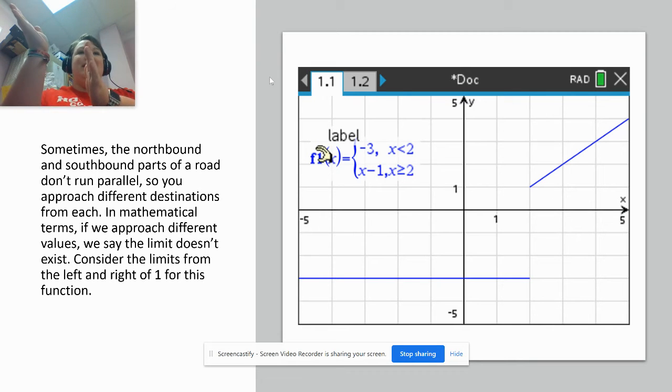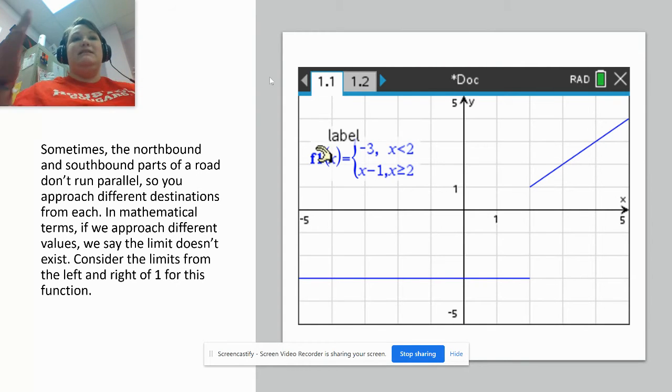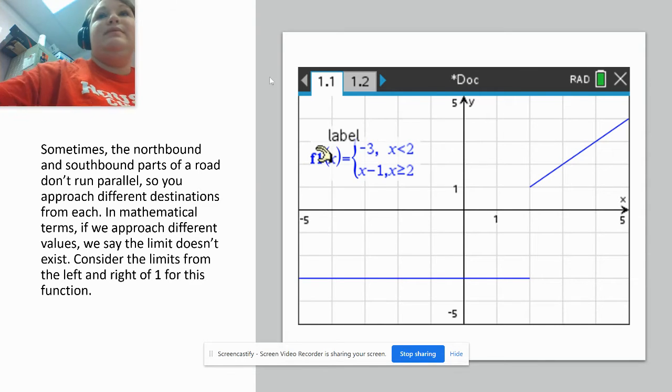Okay, so somebody's on east I-10, somebody else is on west I-10. You can get to some shops that this guy can't get to, and vice versa. You're going to get to slightly different places. So that can happen in math. And what we say then is that the limit just doesn't exist. If you're not both approaching the same place, if you're going to miss one another, then it doesn't exist. So let's consider the limits from the left and right of 1 for this function.